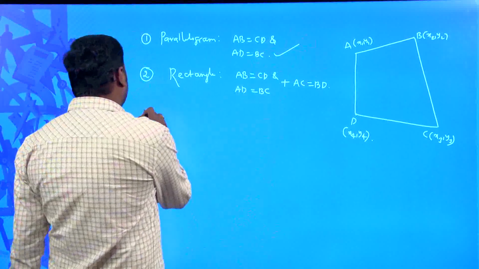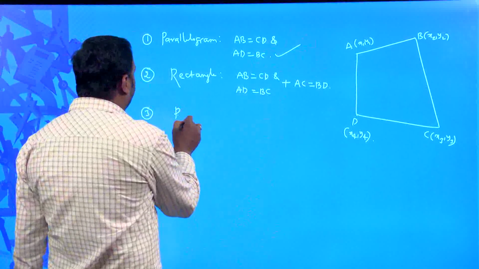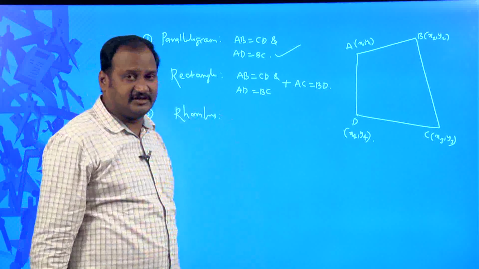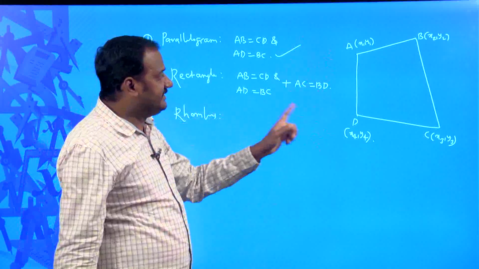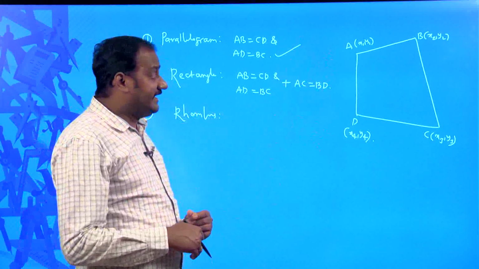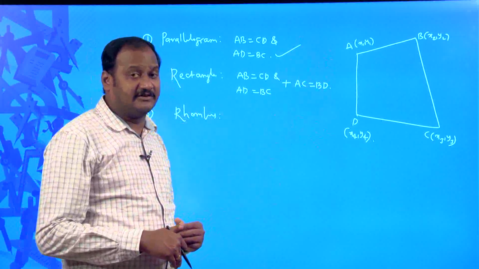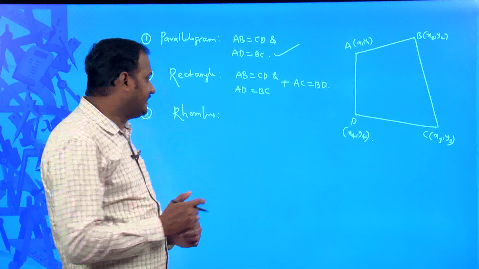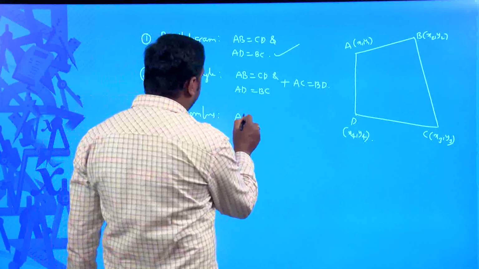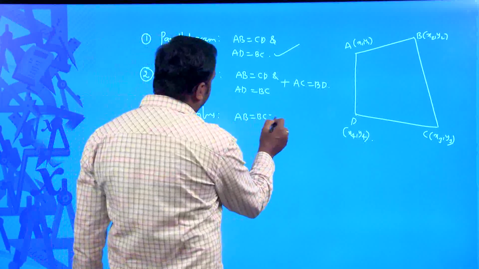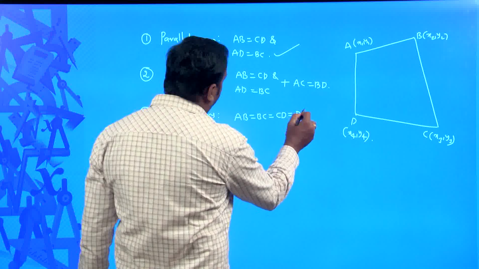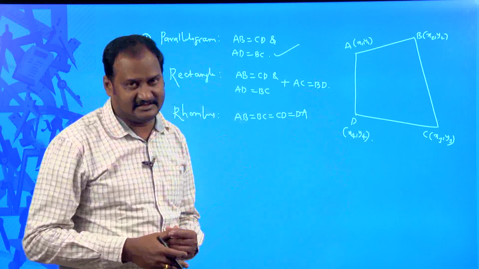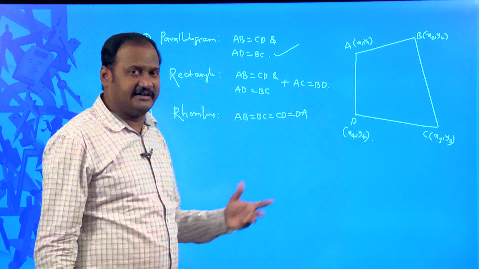And coming to the third one, when can you call it a rhombus? See, according to the properties of a rhombus, ABCD is a rhombus when all the 4 sides are equal. All the four sides are equal means what? AB is equal to BC is equal to CD is equal to DA, and for a rhombus you don't have to find the diagonals, because if all the four sides are equal then it is said to be a rhombus.